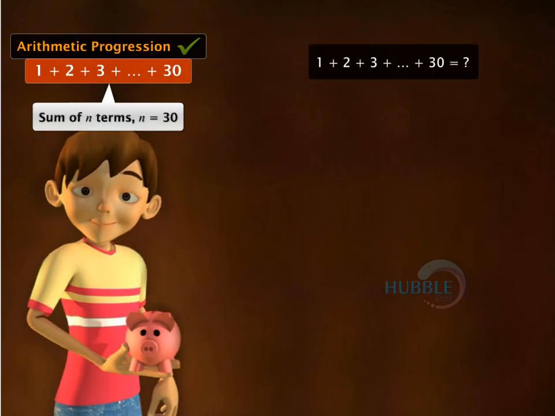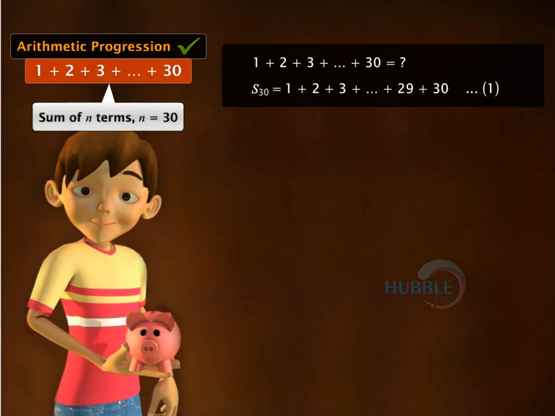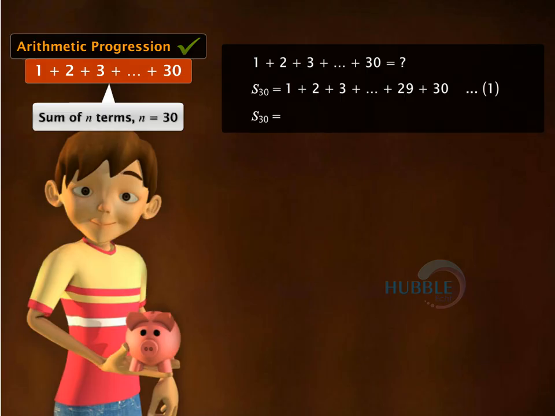To find the sum of 30 terms of the arithmetic progression, let's first denote the sum by S suffix 30, read simply as S30. Next, we can also write the sum as 30 plus 29 plus 28, and so on, plus 2 plus 1.